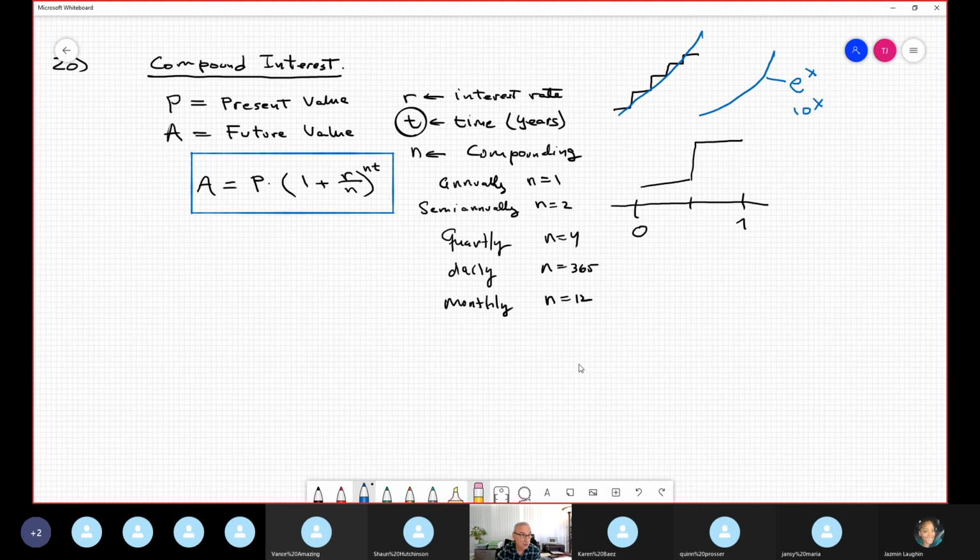Okay. Because in our problem 20, the problem says we have $1,000. P, the present value, is 1,000. It's the money that you have now. You deposit it in a bank account, the interest rate is 6%, and this is annually. I know that n is 1. The compounding is 1, annually. And the time is 8 years.